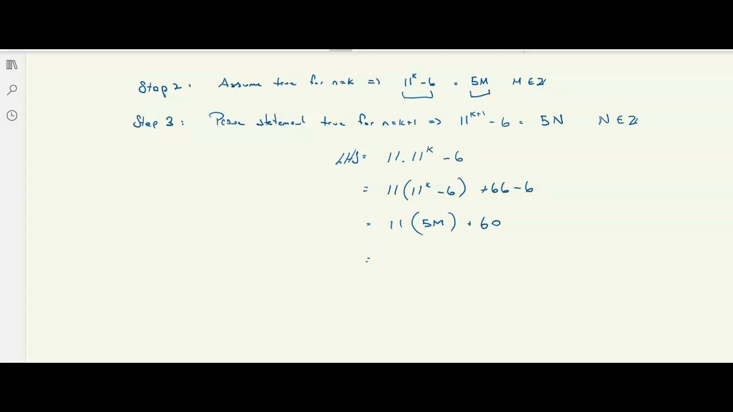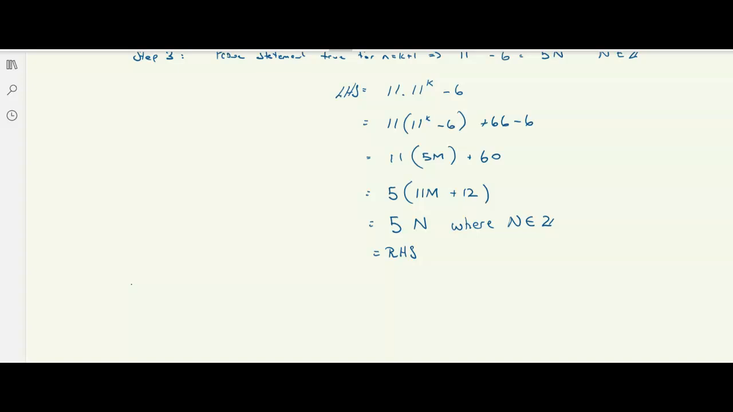Okay, now what I need to do to get it looking like 5n, I need to get 5 out as a common factor. So now if I take 5 out here, I can say I've got 11m in here plus 12. Now, is 11m plus 12 an integer? m is an integer, 11 certainly is, and 12 is. So that's an integer. So I can say that that's now equal to 5n, where n is an integer, and that is the right-hand side.